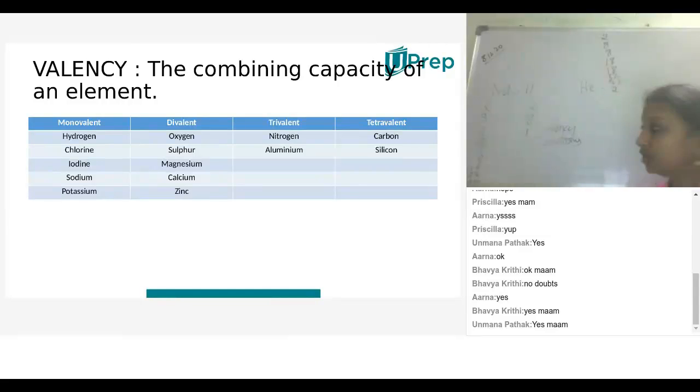Understood? So here 2, 8, 1 is there. One is below 4, so it has the ability to donate. When it donates 1, it has 8 in its outermost shell, so it is stable. What do you mean by valency? How many electrons it is donating or accepting. No matter the remaining electrons, we only consider how many it is donating or accepting. So how many is it donating? 1. So the valency of sodium is 1.